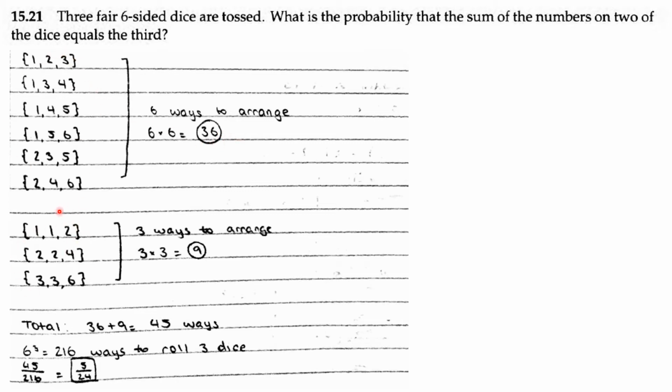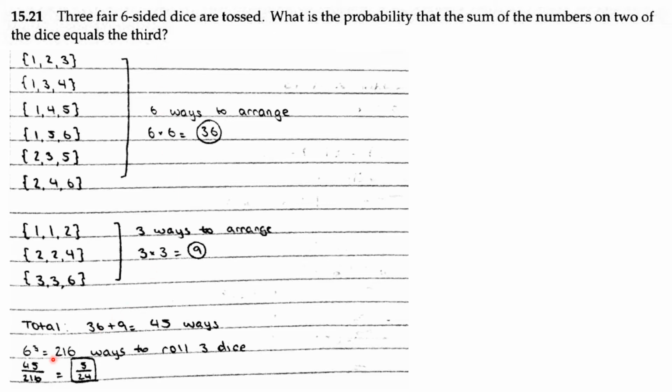And for the ones that are the same and sum up to the third, there's 1, 1, 2; 2, 2, 4; and 3, 3, 6. And there's 3 ways to arrange each of these because 2 of them are the same, so they can't be counted twice. So since there are 3 different combinations and there are 3 ways to arrange each of them, then there's 3 times 3, which is 9 ways. So in total, there's 36 plus 9, which is 45 ways to have the sum of the numbers on 2 of the dice equal the third.